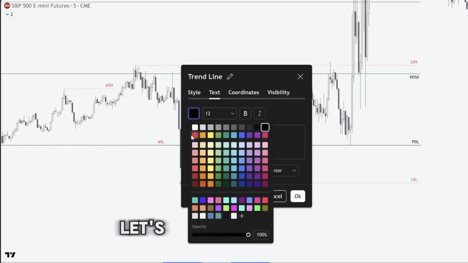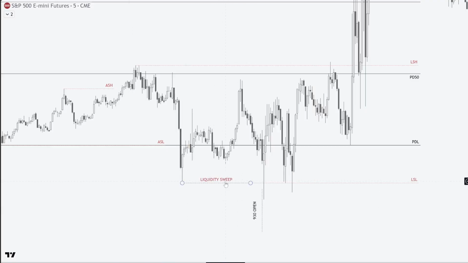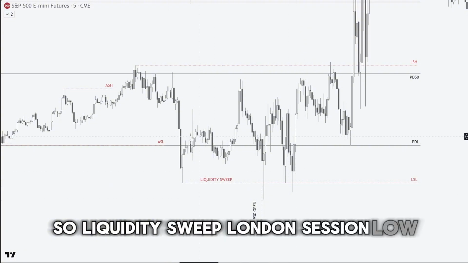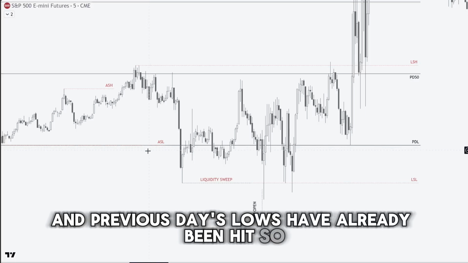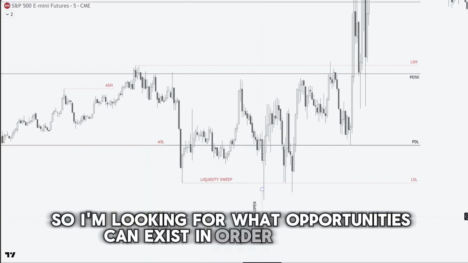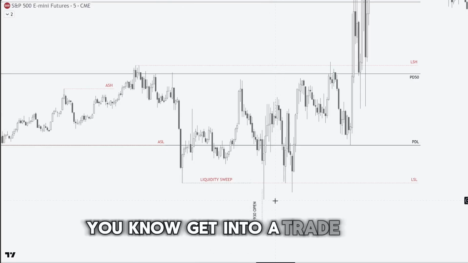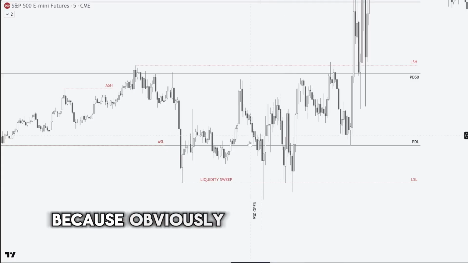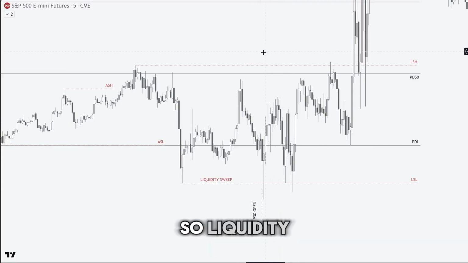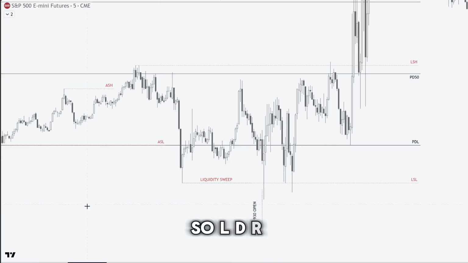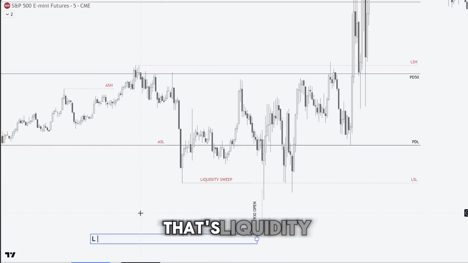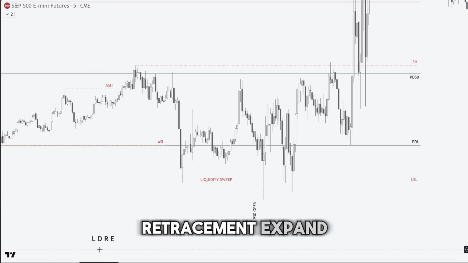Let's change that to red. So liquidity sweep, London session low, and previous day's lows have already been hit. So I'm looking for what opportunities can exist in order for us to get into a trade here, because obviously it's chopping and consolidation. So liquidity, remember we're looking for the LDRE. So LDRE, that's liquidity, displacement, retracement, expand.